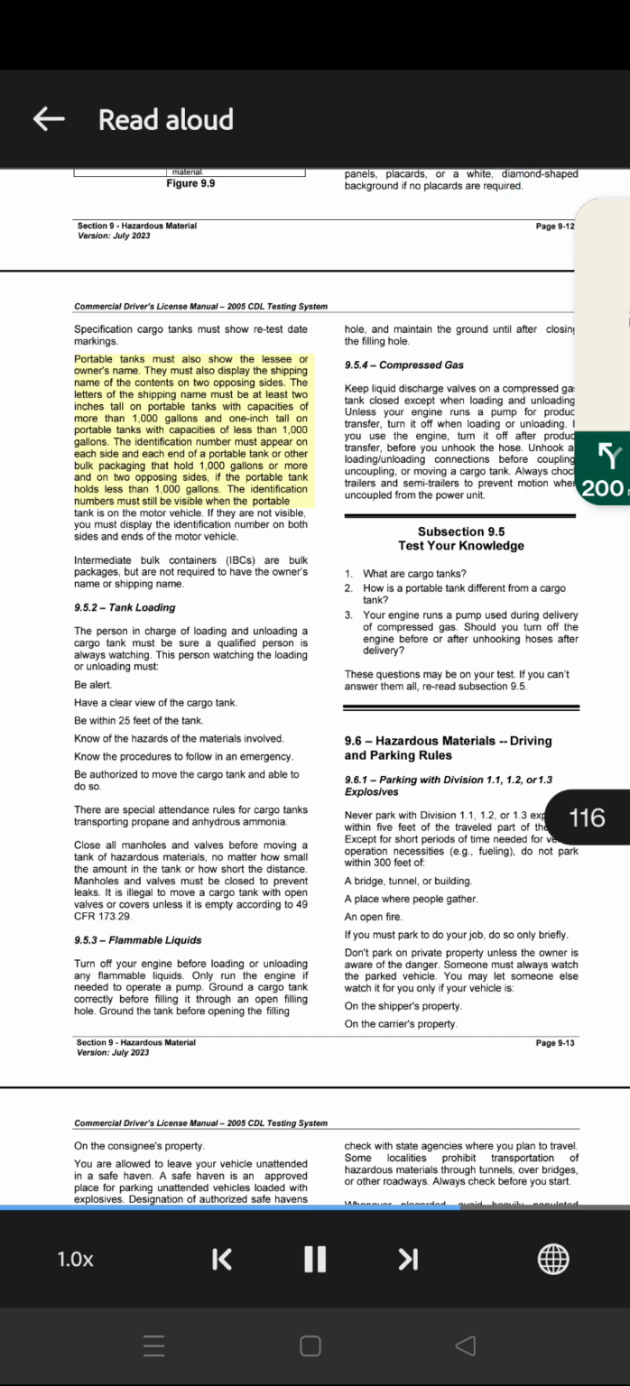The identification number must appear on each side and each end of a portable tank or other bulk packaging that holds 1,000 gallons or more, and on 2 opposing sides if the portable tank holds less than 1,000 gallons.